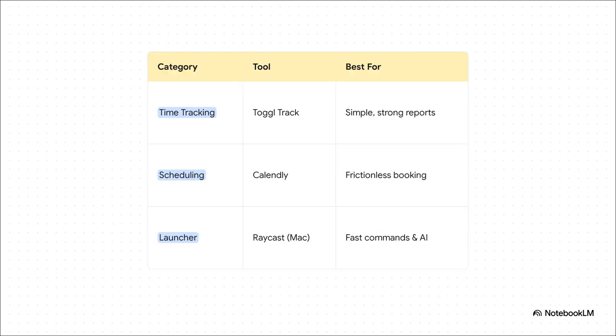And to tie it all together, we need tools that respect our time. Toggl Track is amazing for just seeing where the day actually went. Calendly completely kills that annoying email back and forth for scheduling meetings. And if you're on a Mac, Raycast is like a superpower. It's a command center for your entire computer that saves you seconds on every little action, which really adds up.